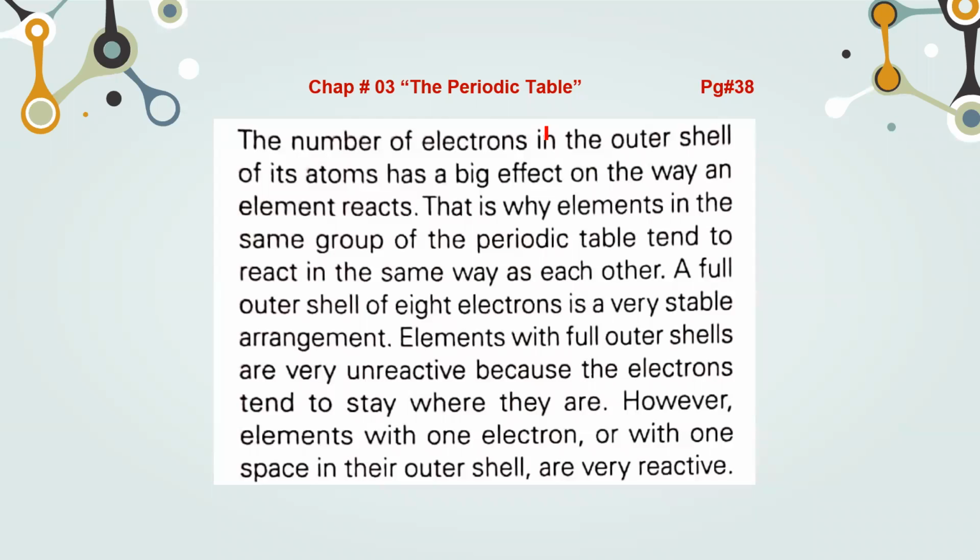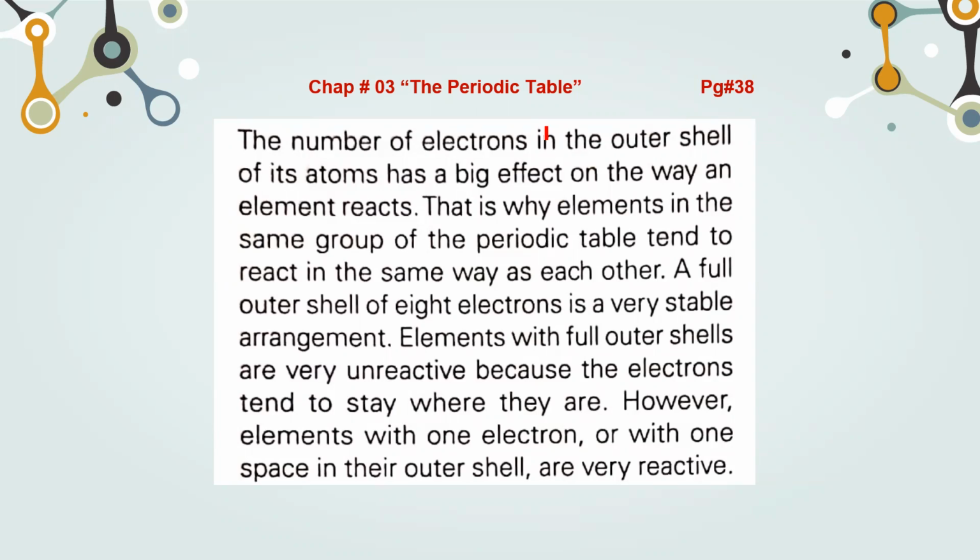Yes, sir. The number of electrons in the outer shell of its atoms has a big effect on the way an element reacts. That is why elements in the same group of the periodic table tend to react in the same way as each other. A full outer shell of 8 electrons is a very stable arrangement. Elements with full outer shells are very unreactive because the electrons tend to stay where they are. However, elements with one electron or with one space in their outer shells are very reactive.